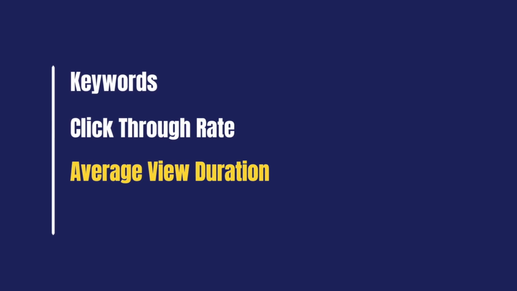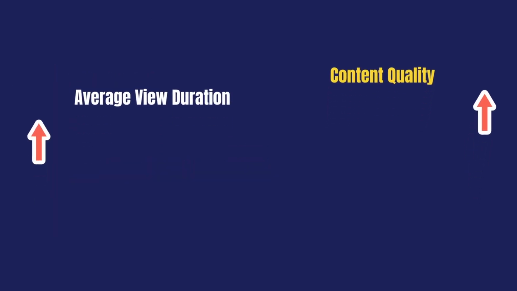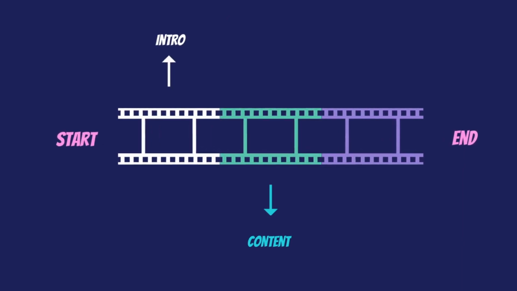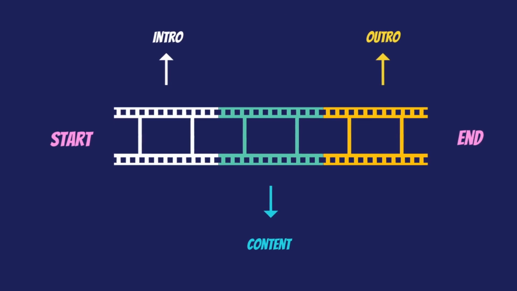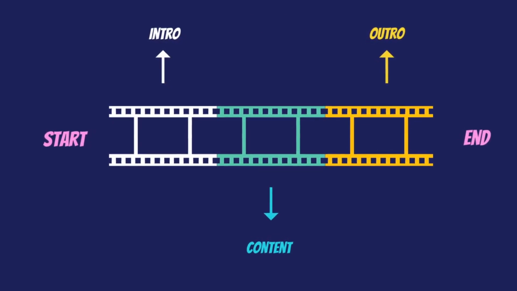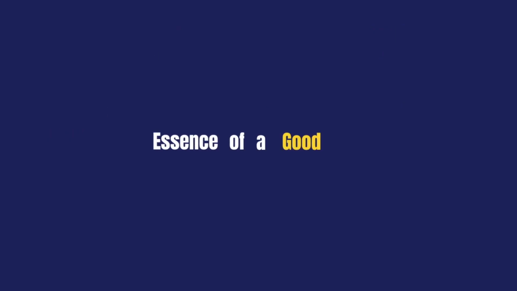Average view duration. To increase the average view duration, you should create quality content. Even before the content, the first thing people are going to watch on your video is the intro. However good the video may be, if the intro is bad, people are not going to watch it. Therefore, a good intro is equally important as the content of the video itself.